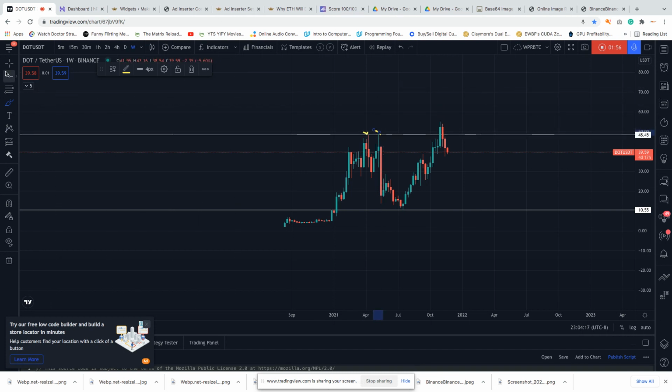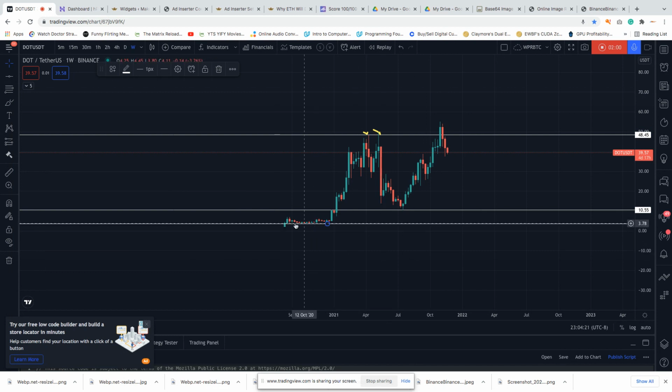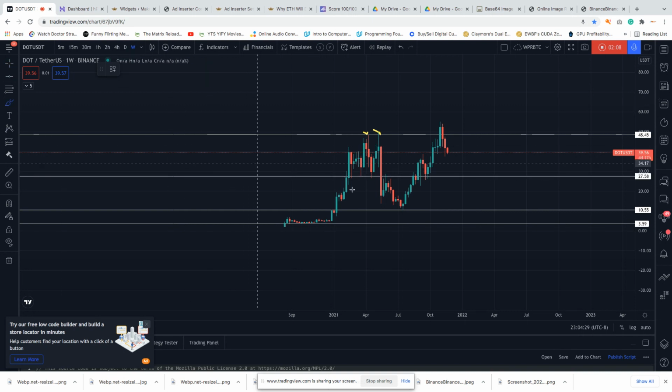Now, I can put another one right here, right? Because that's the support where the price stopped dropping. And I can have another support right here, right? You can see the touches right here and right here. So that's a good support.